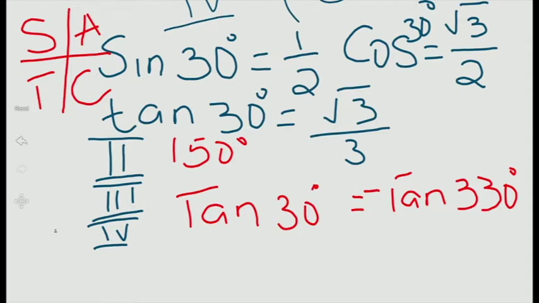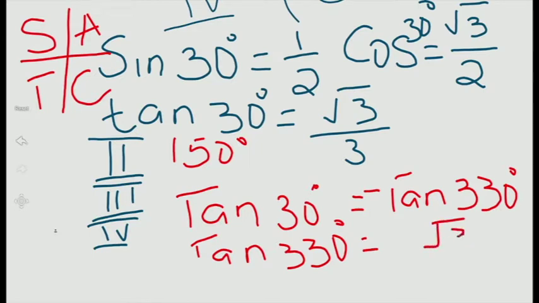So what is the tangent of 330 degrees? The tangent of 330 degrees is equal to the tangent of 30 degrees. But now it is negative. The tangent of 30 is root 3 over 3. The tangent of 330 is the negative of that value. That means the tangent of 330 is negative root 3 over 3.